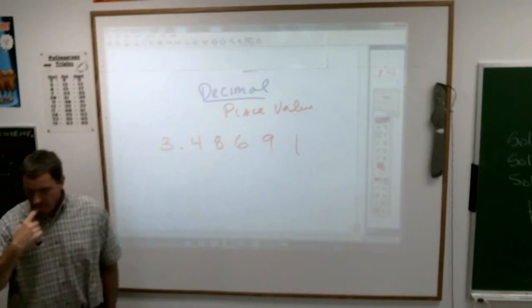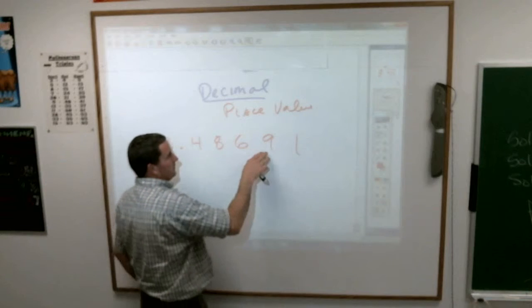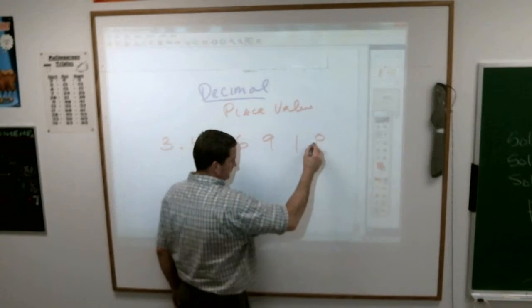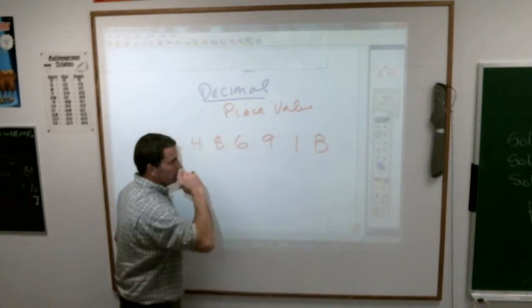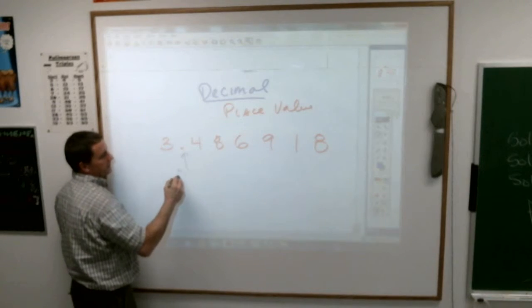3.4861. I guess I don't know how far they go, just to the millions, let's do that. Okay. Here is the turning point. This little guy here is our decimal.